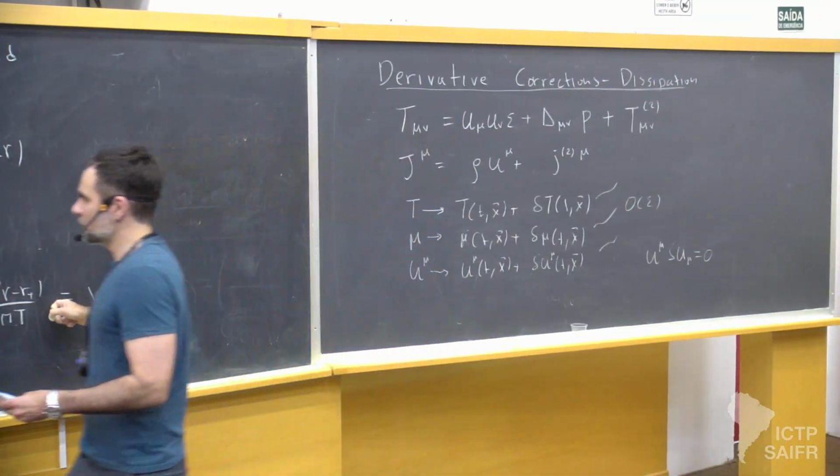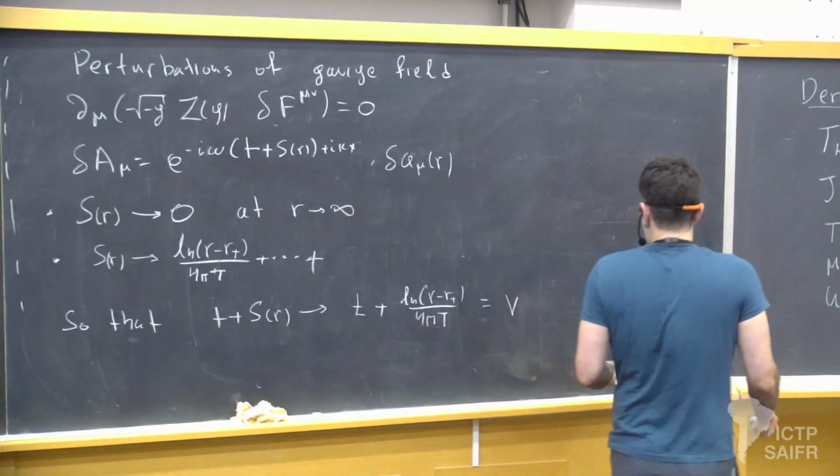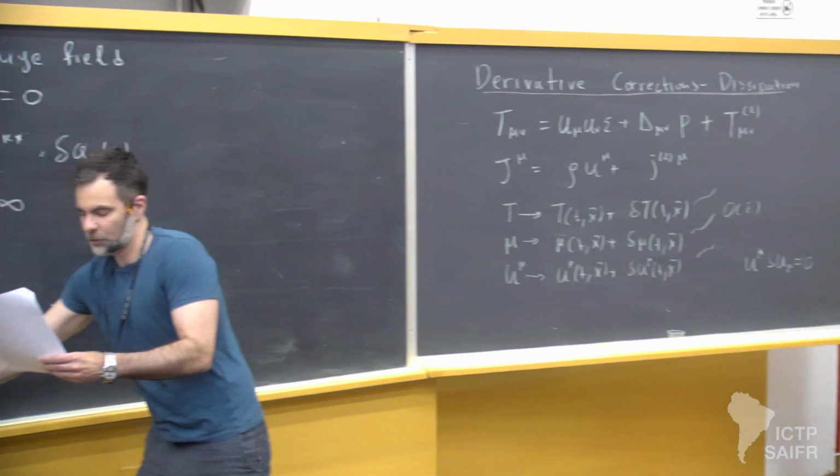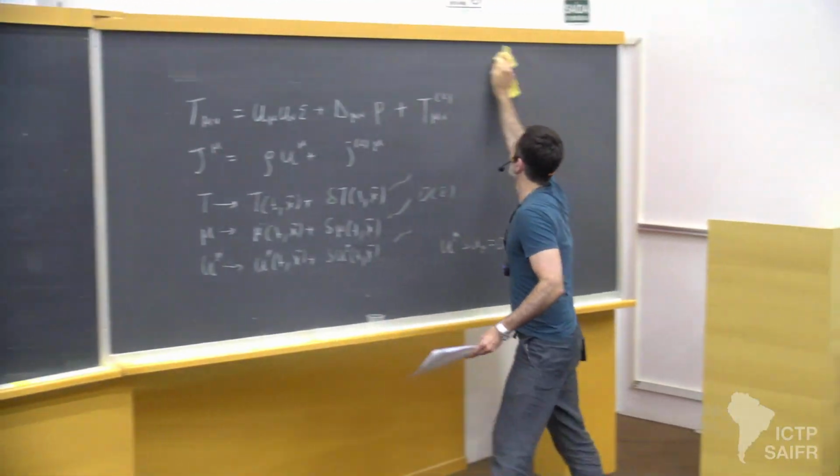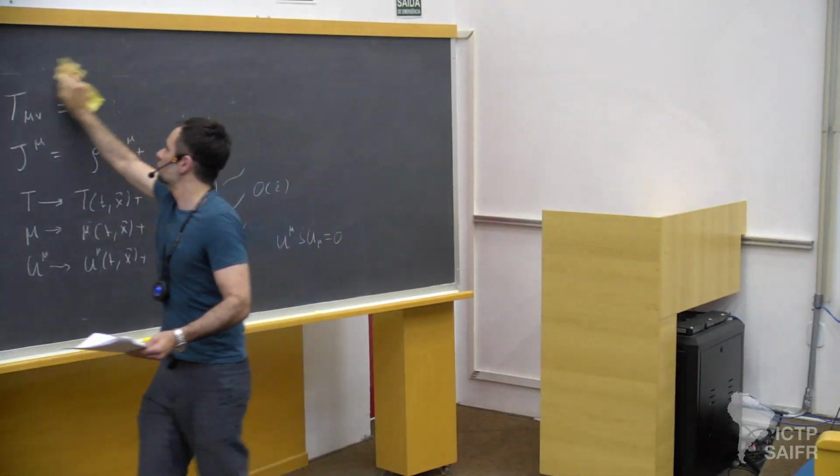So what happens to the horizon if I go to this boundary condition, to these coordinates, right? You might have seen this, but I want to remind you.